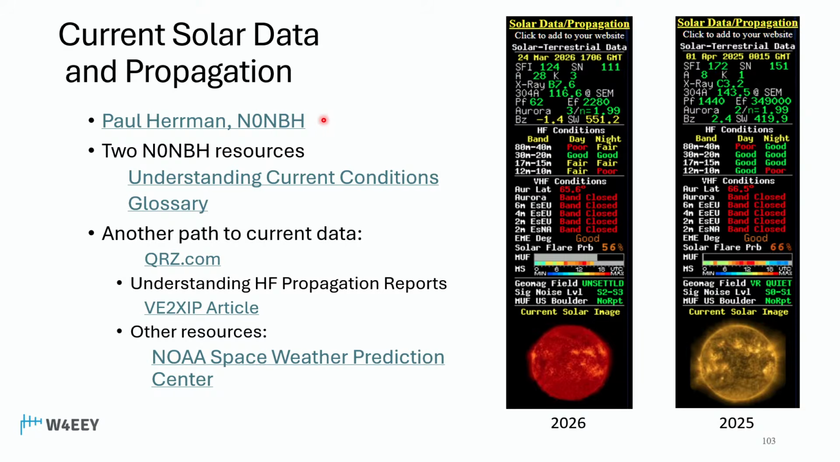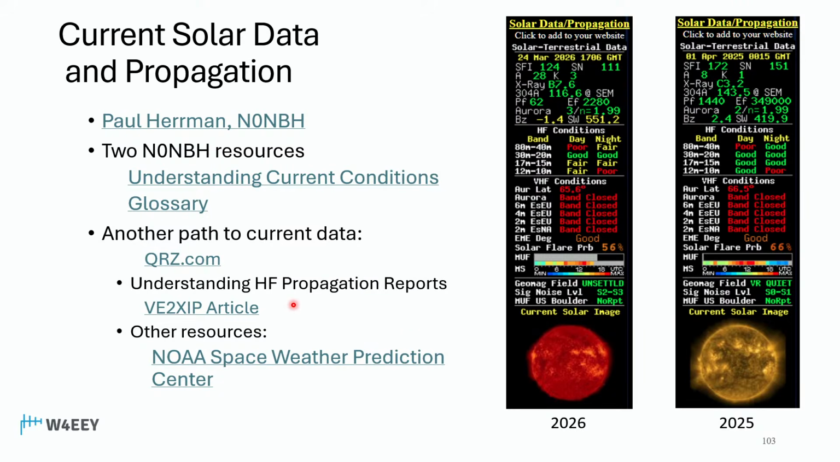He's got a ton of this information on his site, the website link. He's got a glossary for understanding current conditions, which is excellent. It goes into details on these parameters and what they mean. You can find these images on qrz.com.